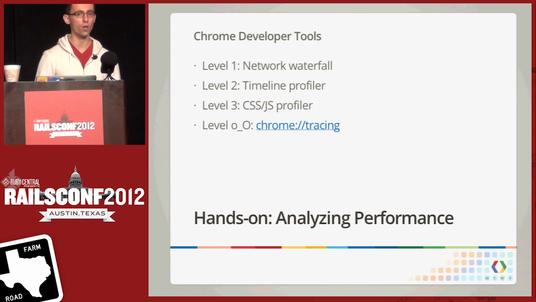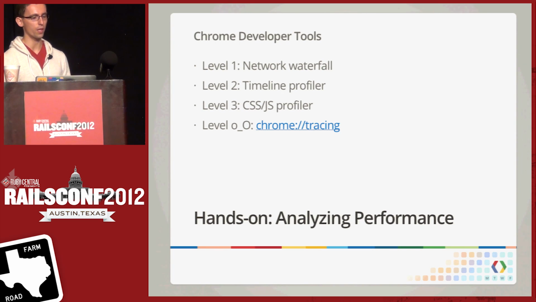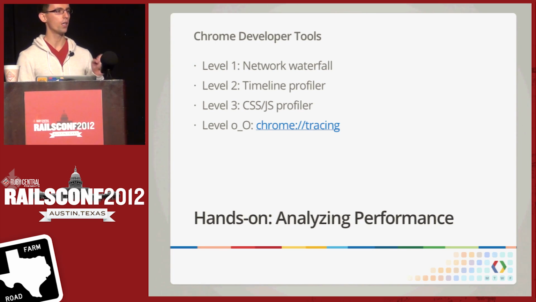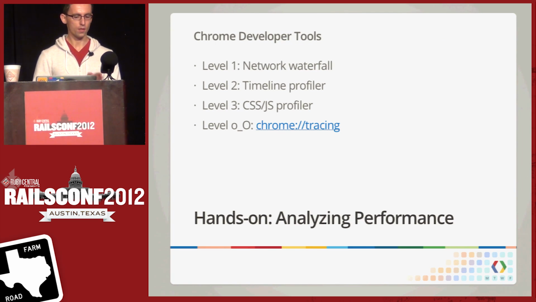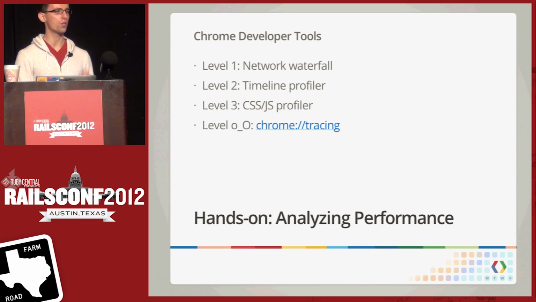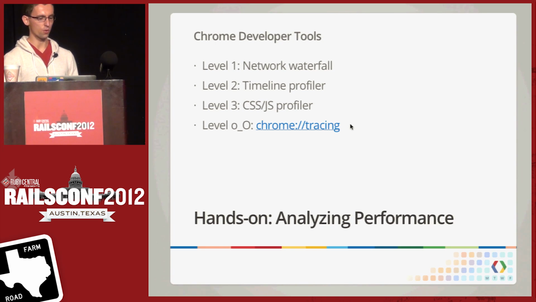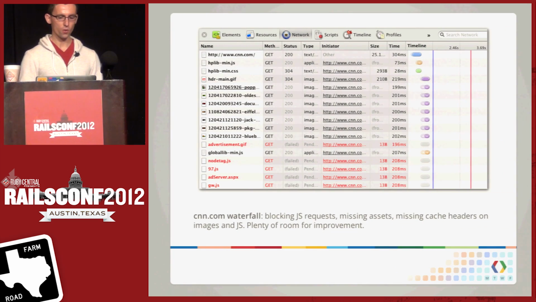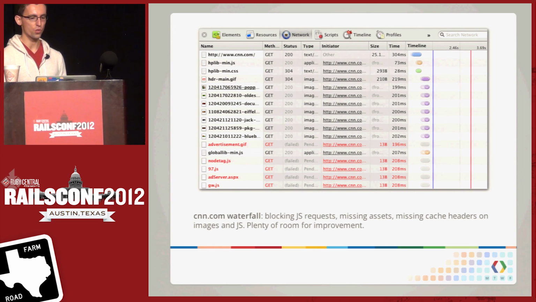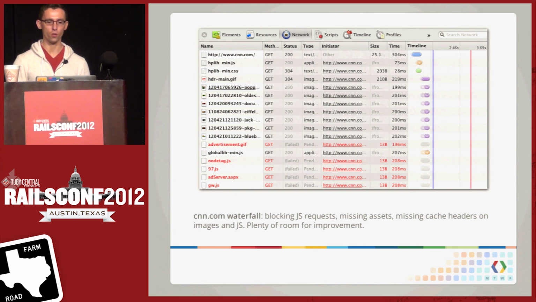There's a network waterfall, which I think many of you guys are familiar with. There's a timeline profiler, which few people actually use, but is actually incredibly powerful. There's the CSS and JS profiler specifically to help you optimize those specific components. And then there's some of this crazy stuff in tracing, which we'll take a very brief look at. So the network waterfall should not be new, I hope, right?